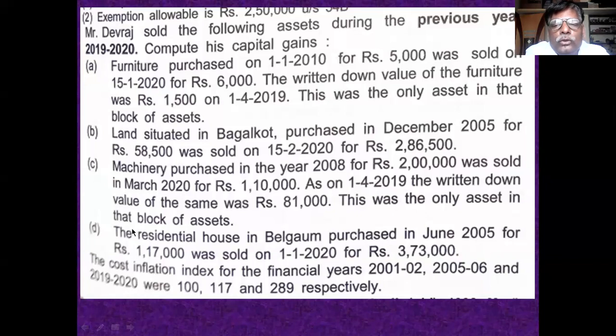Okay. So first you calculate long-term capital gain. Then you calculate short-term capital gain. This is the way. Okay. In the first point, furniture cost is sold for 5,000. Its written down value is 1,500. What is capital gain on furniture?